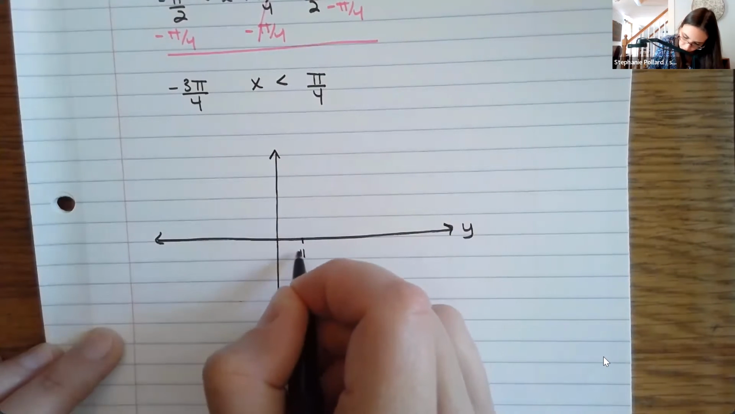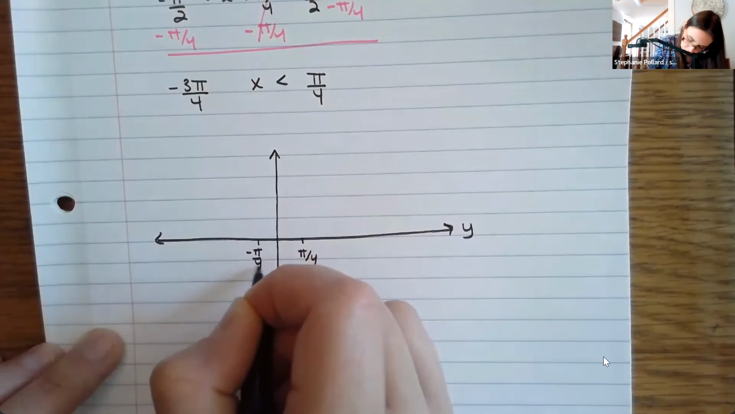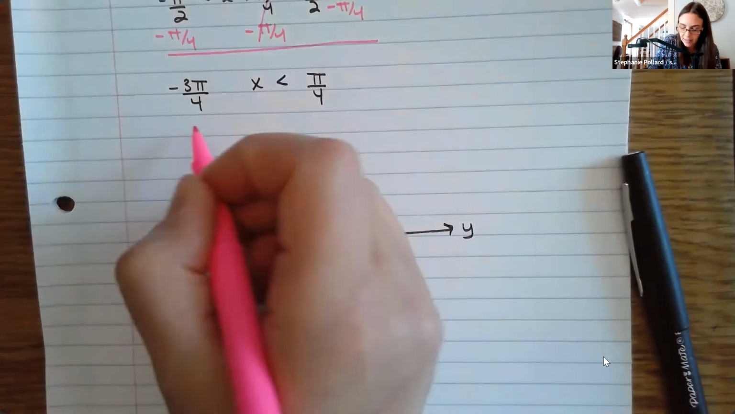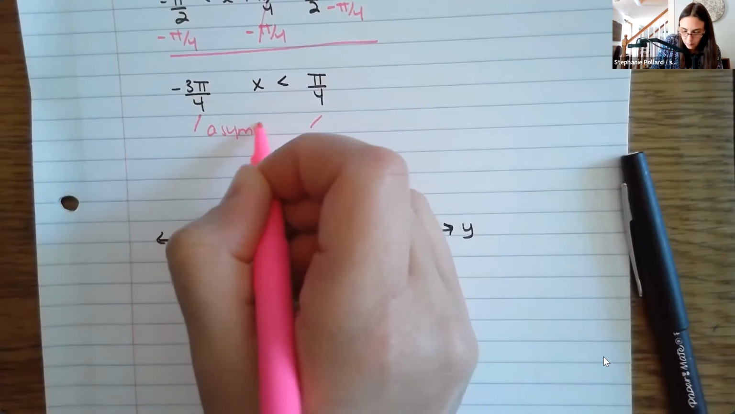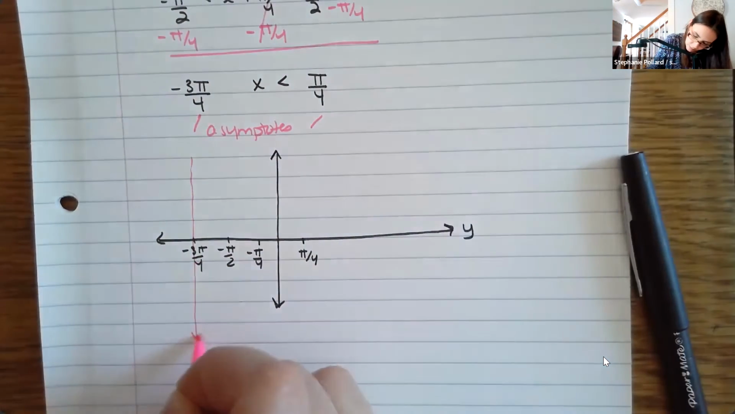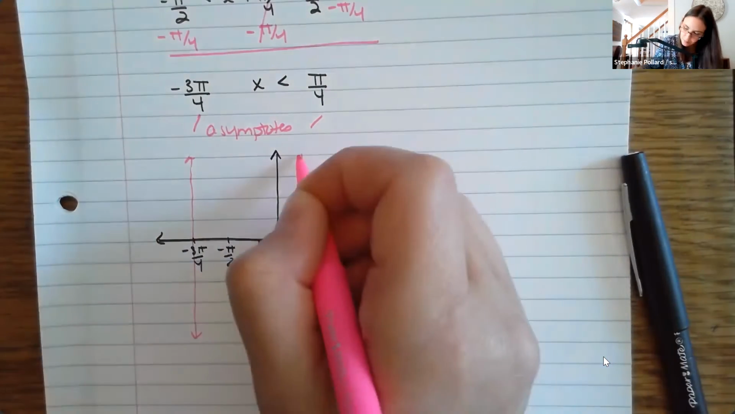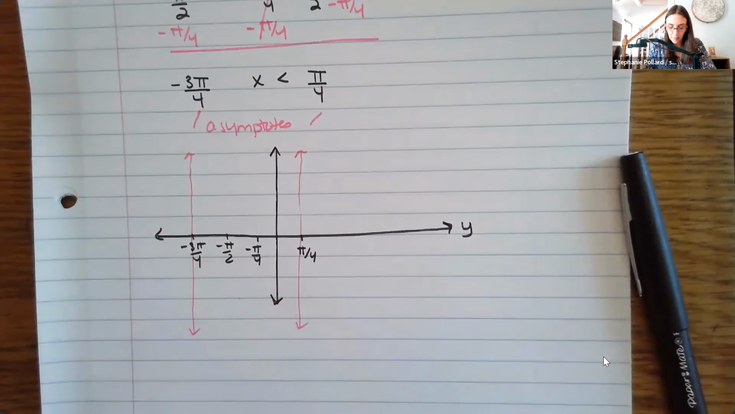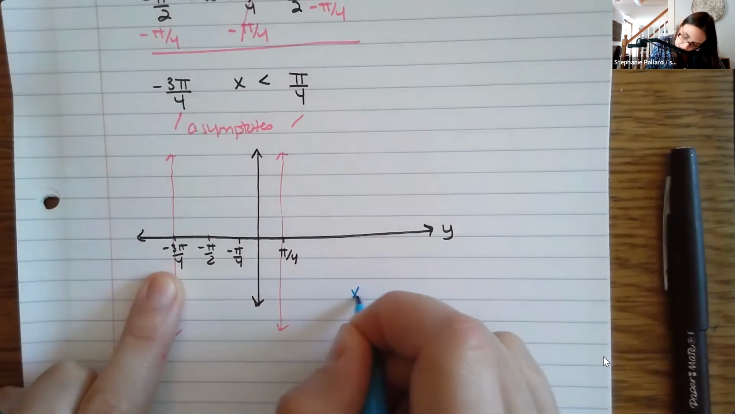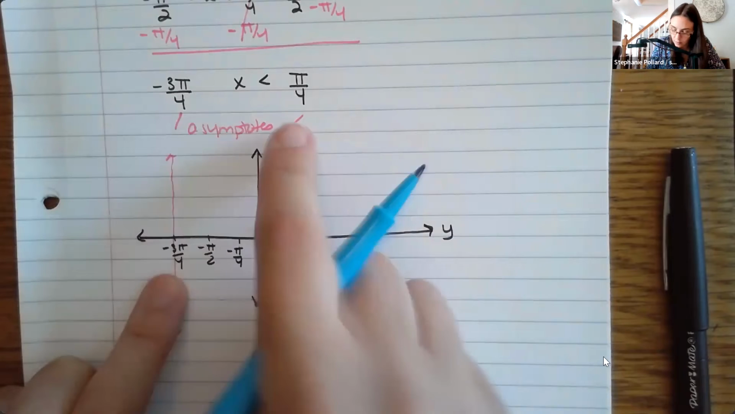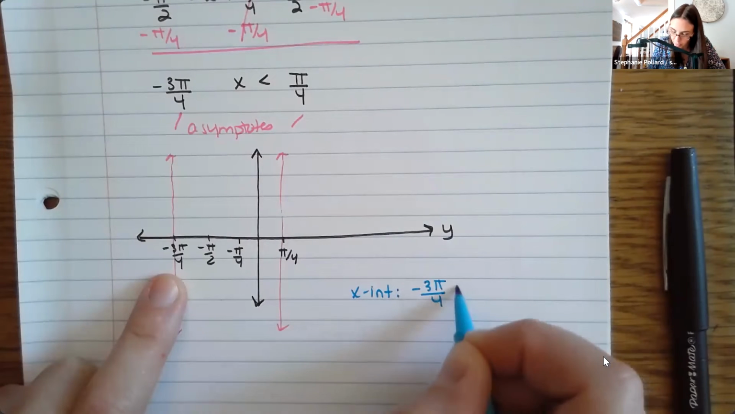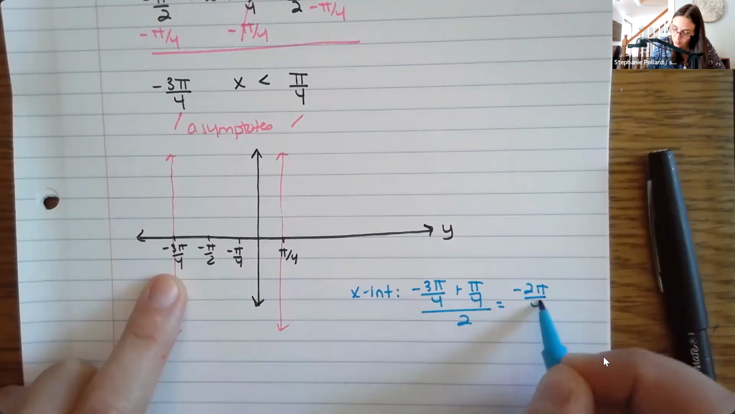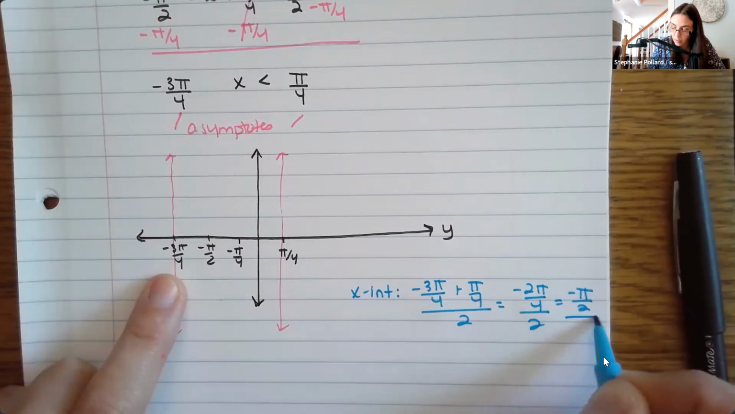So here will be pi over 4, negative pi over 4, negative pi over 2, and then what happens is you have asymptotes here. So you have one here, and then you have another one here. So to find my x-intercept, I'm going halfway in between. I'm taking my 2 asymptotes, negative 3 pi over 4 plus pi over 4, adding those together and dividing by 2. I get negative 2 pi over 4 over 2, or negative pi over 2 divided by 2.